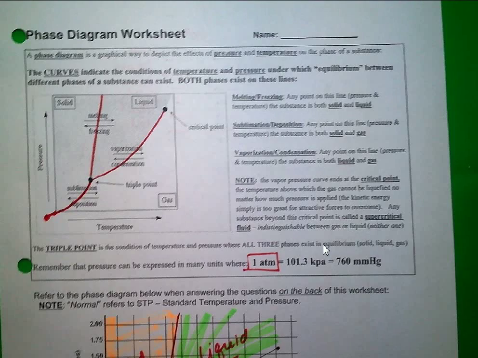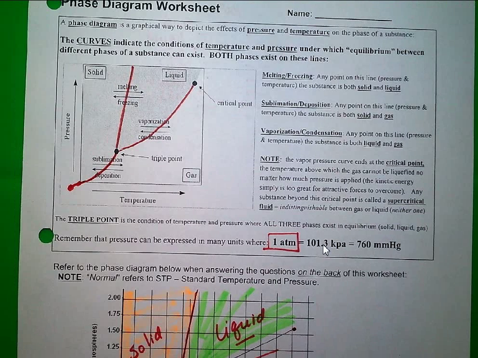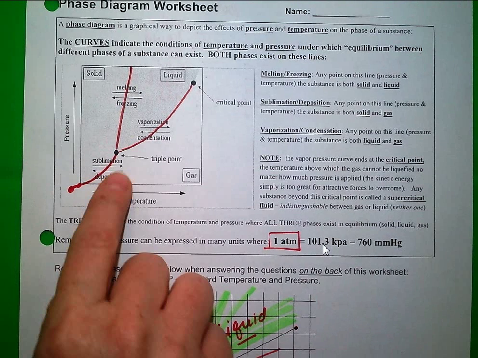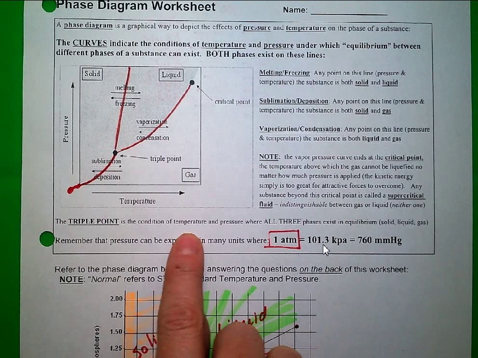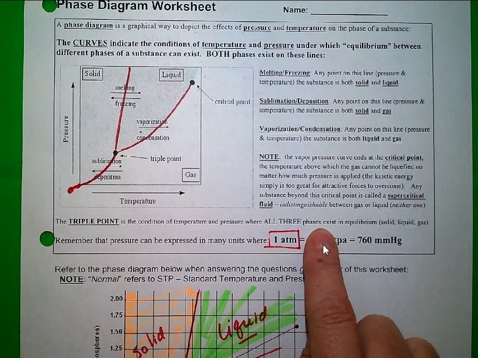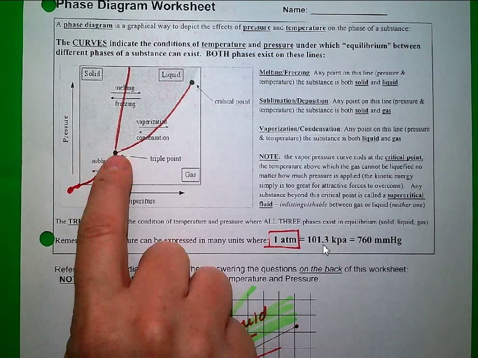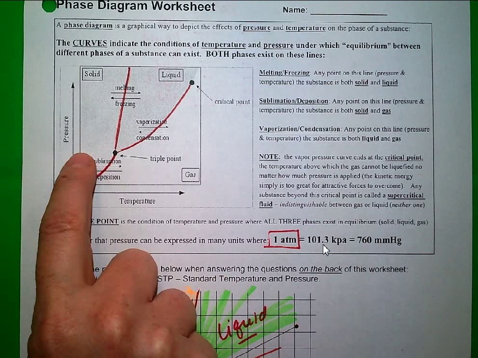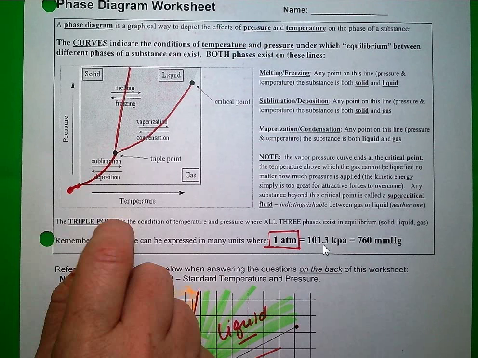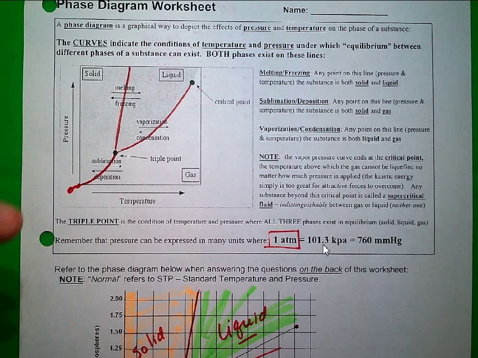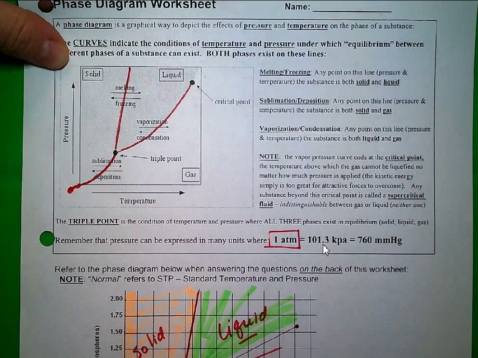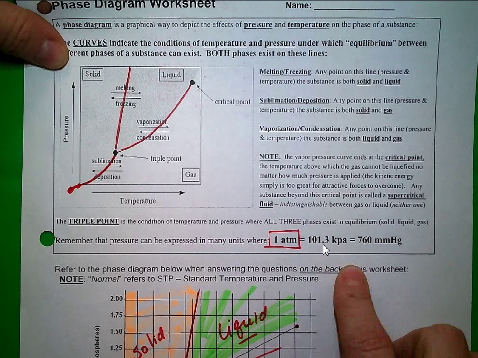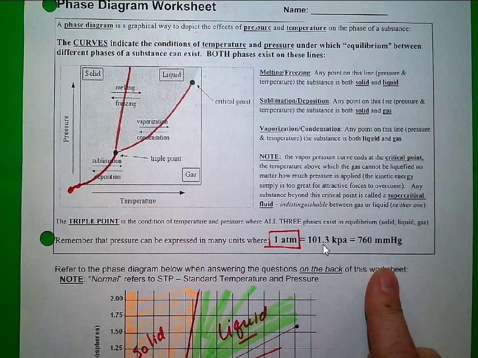The triple point, it says the triple point is here. The triple point is the condition of temperature and pressure where all three phases exist in equilibrium. So at this point, with this temperature at this pressure, wherever those two things line up, at that point it can be a solid, liquid, and or gas. You should have all three states of matter present. So remember that pressure can be expressed in three ways. We're just going to look at pressure as 1 atmosphere. We're not worried about that other stuff. Again, I'm going to leave your kilopascals and your millimeters of mercury to your upper level teachers.